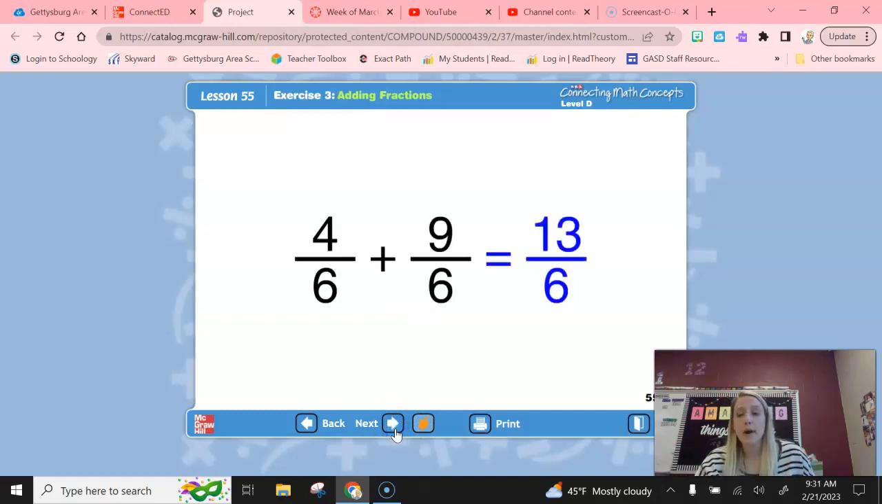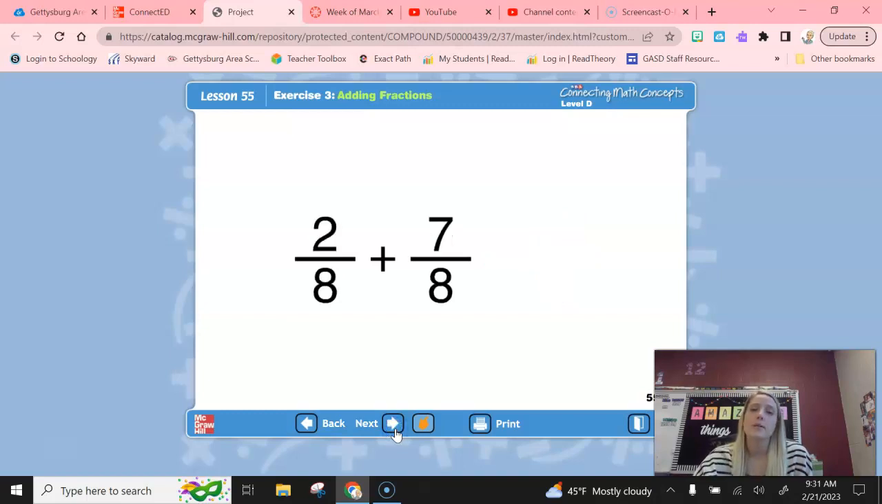Now, this is an improper fraction, the answer, and I would be requiring you to put that in mixed number form, which is something that we have started to talk about a little bit. So just know that this would not be an acceptable answer moving forward. However, 13/6 is the same as 2 and 1/6. So I would require the 2 and 1/6.